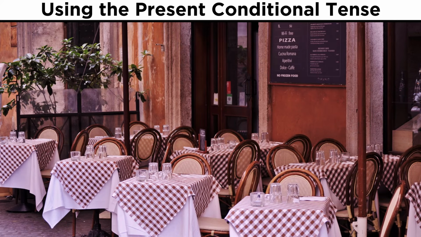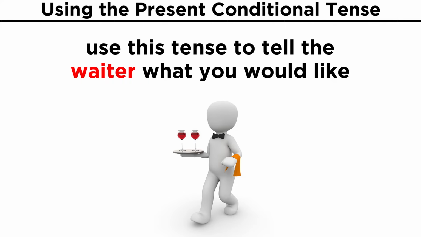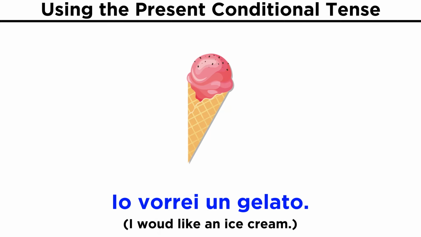As we learned before, when going over how to order at an Italian restaurant, conditional is commonly used to express a wish or a polite request. For example, you can use this tense to tell the waiter what you would like. Io vorrei un gelato. This literally means I would like an ice cream, but in Italian it is interpreted more closely as may I have an ice cream.